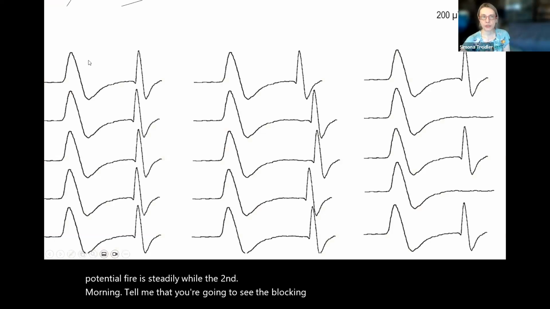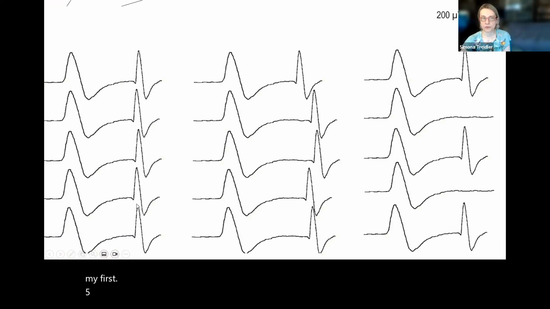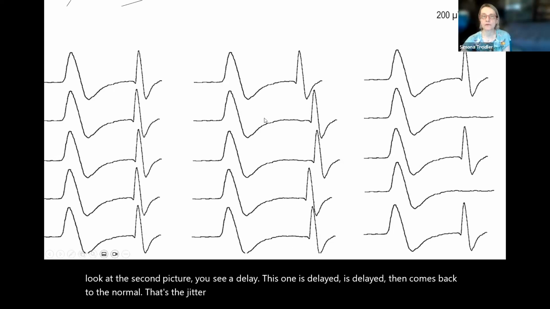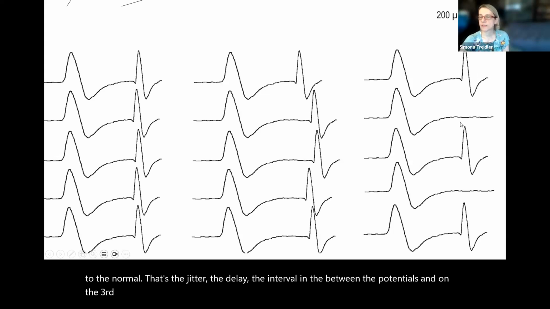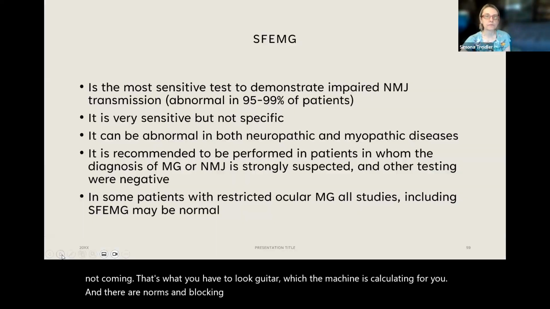Now, these are the pictures. That's my first muscle fiber. That's the second one. You see how they beat together. And now if you look at the second picture, you see a delay. This one is delayed, then comes back to normal. That's the jitter, the delay, the interval between the potentials. And on the third picture, you see how this one is missing. It's not coming. That's a blocking. That's what you have to look for. Jitter, which the machine is calculating for you, and there are norms, and blocking when the fiber doesn't come.